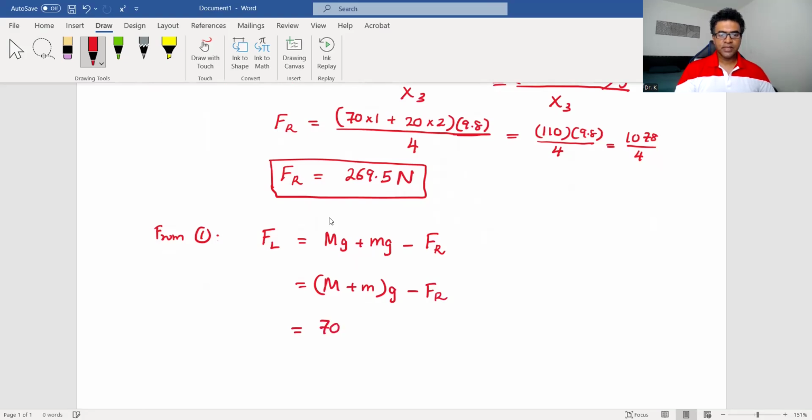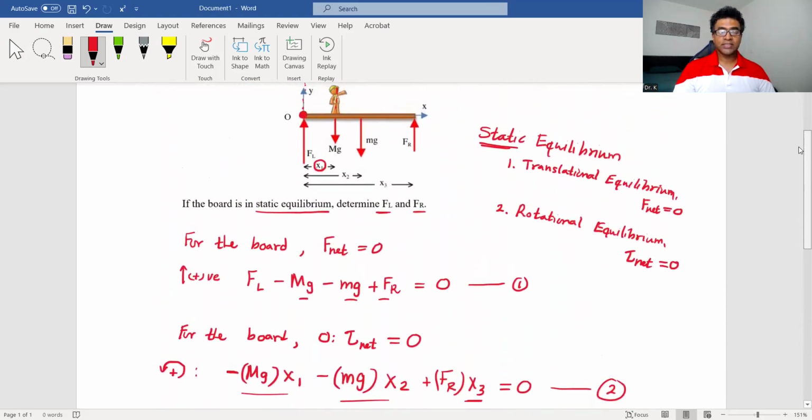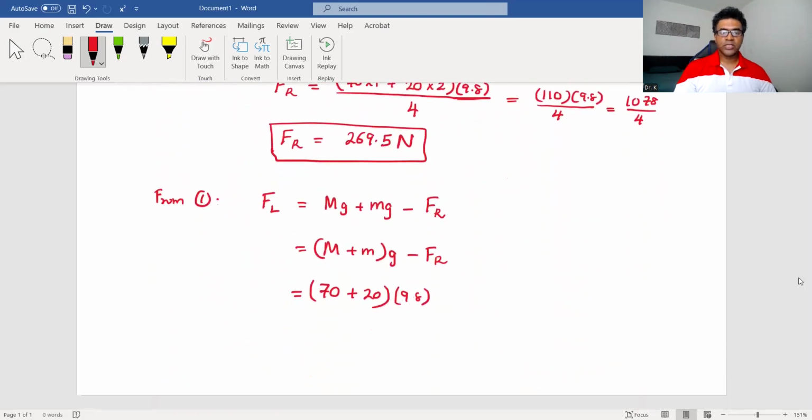So 70 plus 20 multiplied again by 9.8. Don't put a negative sign, okay? Because again, we have considered that the weight is pointing downward. So that's why in that figure, the weight vectors are pointing downward, and there's no need for us to put a negative sign there. Minus f of r, which is 269.5. And then you can go ahead and simplify. This is going to be 90 times 9.8 minus 269.5.